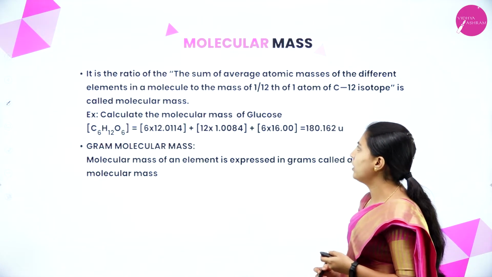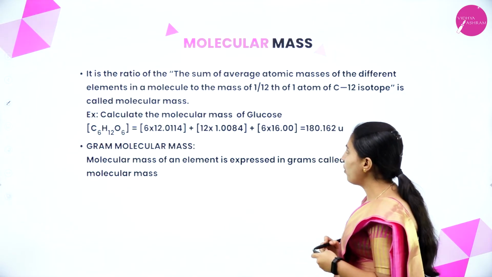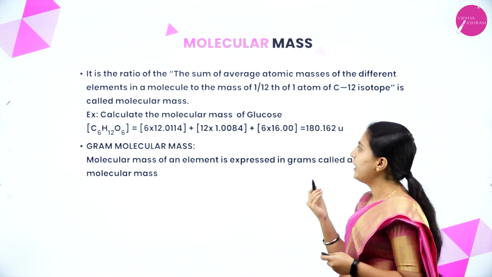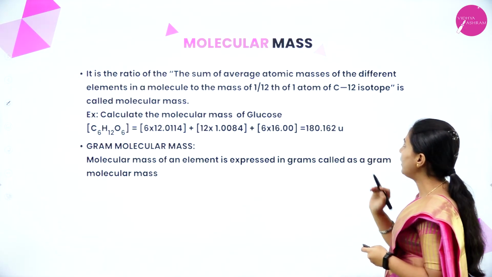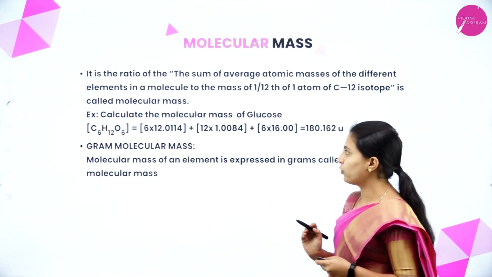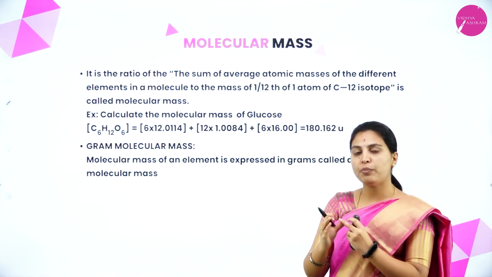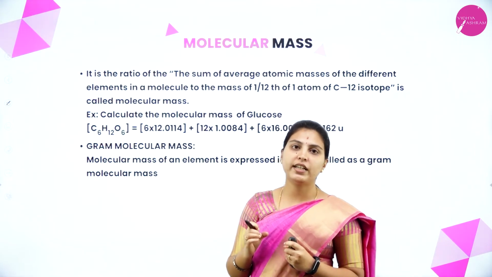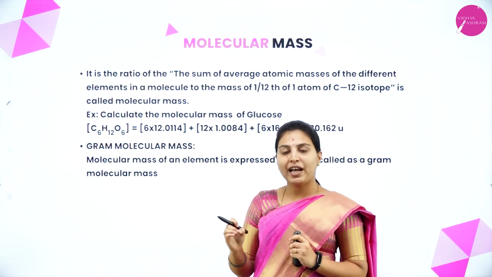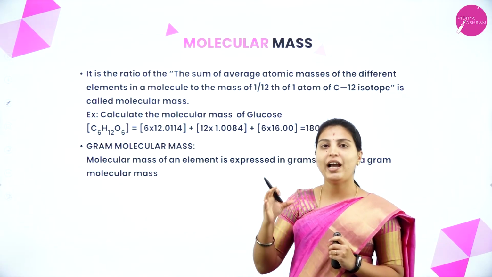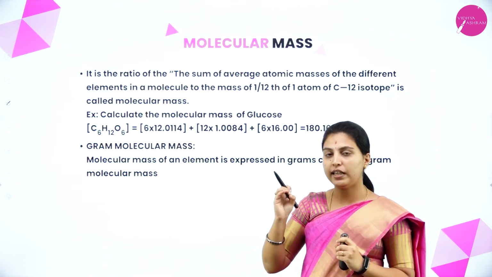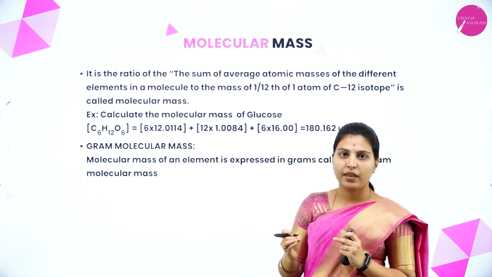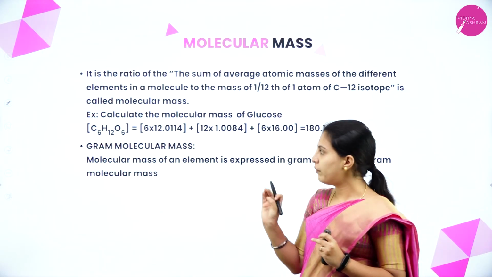Then molecular mass. It is the ratio of the sum of average atomic masses of the different elements in a molecule to the mass of 1/12 of one atom of the carbon-12 isotope. Compound means different elements taken in a fixed ratio to form a compound. Each element has its own atomic mass, and by calculating them, overall, you will get the molecular mass.